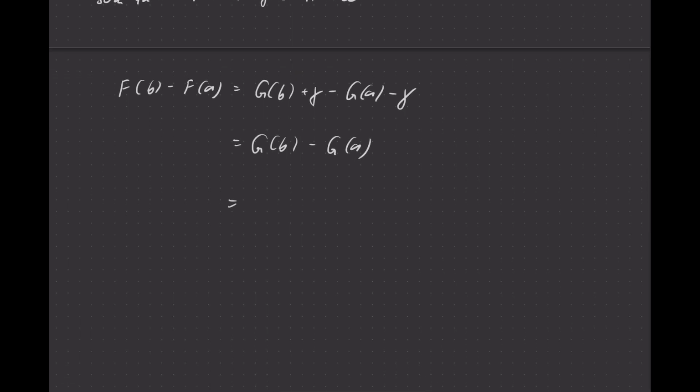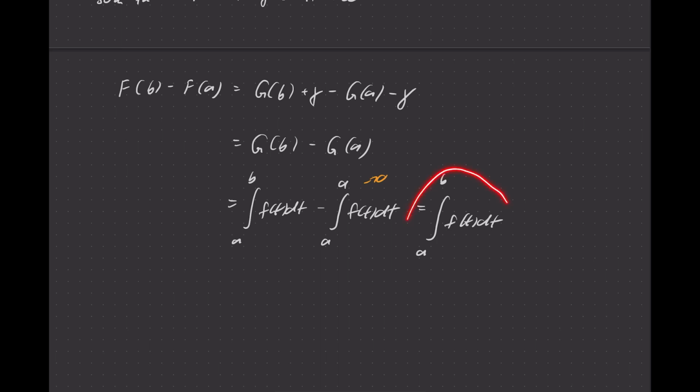And by definition of G, the first one is the integral from a to b of f of t dt. And the second one is the integral from a to a of f of t dt. So, well, the integral from a to a, that is, of course, 0. So we're only left with the integral from a to b of f of t dt, and that is exactly what we wanted. So we can compute this integral using an arbitrary antiderivative, capital F, of our function, small f.